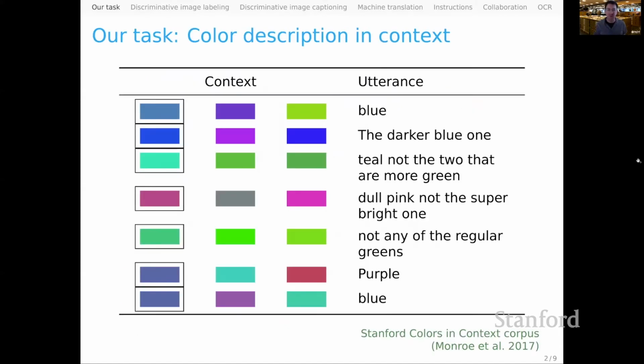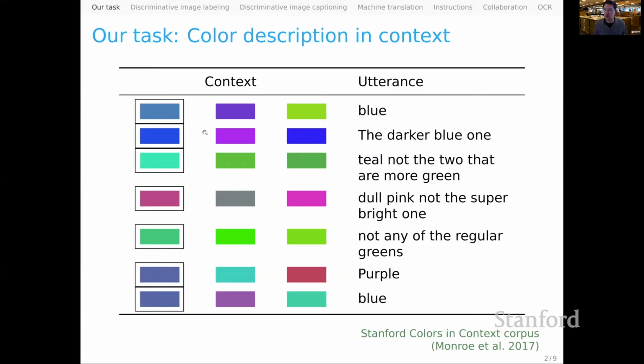So our task is this task of color reference in context. The speaker is given 3 color patches, one of them designated the target. And the speaker's task is to communicate which of the 3 is the target to the listener, who's in the same context, but of course doesn't know what the target is. And what I think you see running through the human data here is that speakers are striving to be informative in context. In this first case, the speaker can just say blue because the contrasts are so clear.